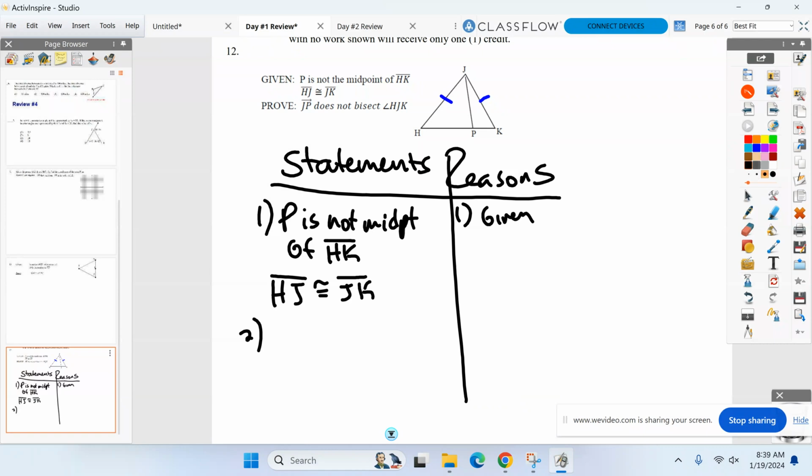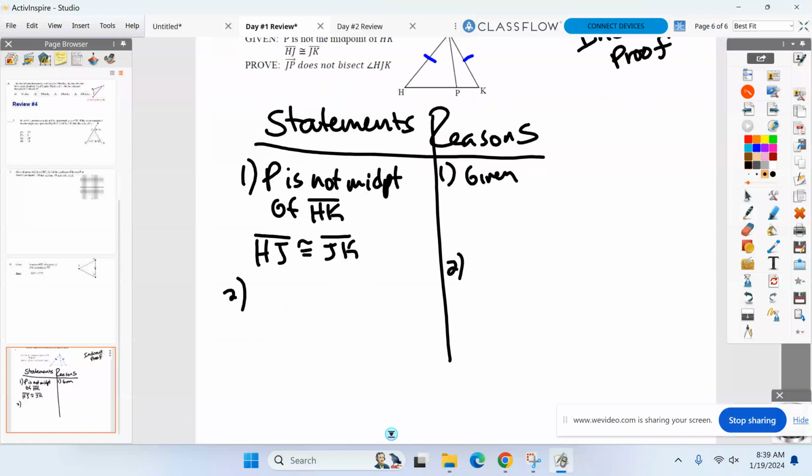Look at the proof statement. JP does not bisect. Oh, we're proving something does not bisect. Remember, this was called an indirect proof. If I ask you to prove something is not happening, I'm asking you to do this proof indirectly. So let's go over the steps, what needs to happen.